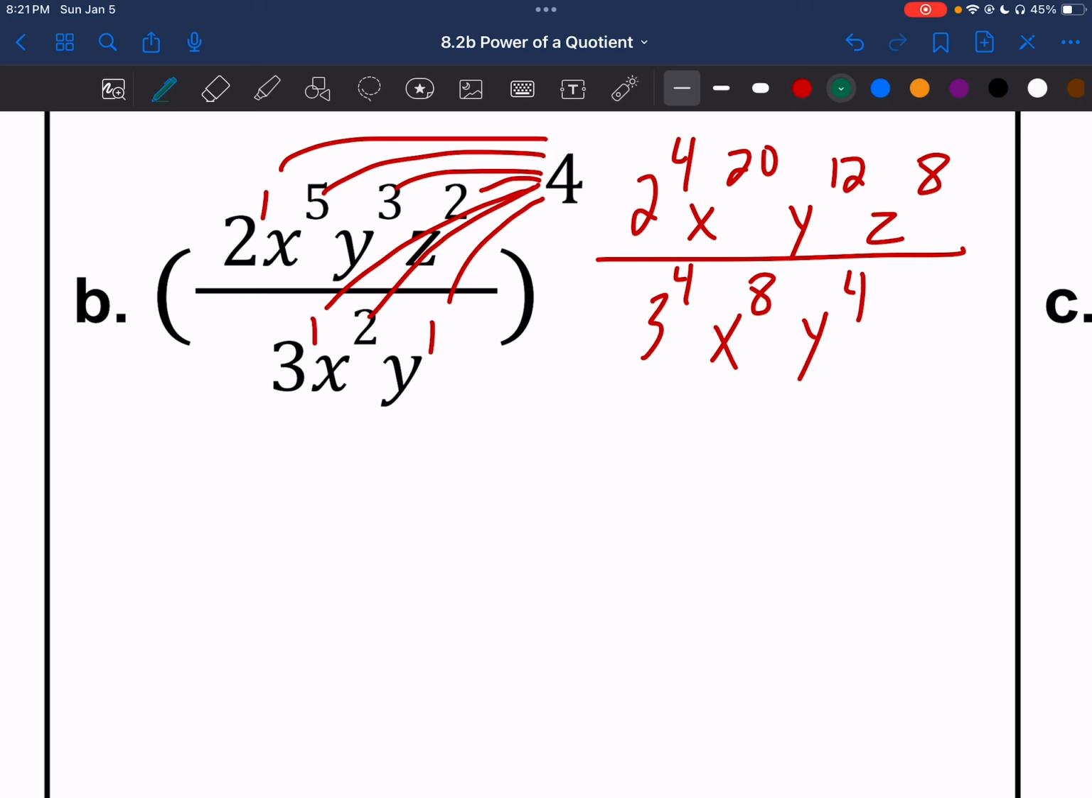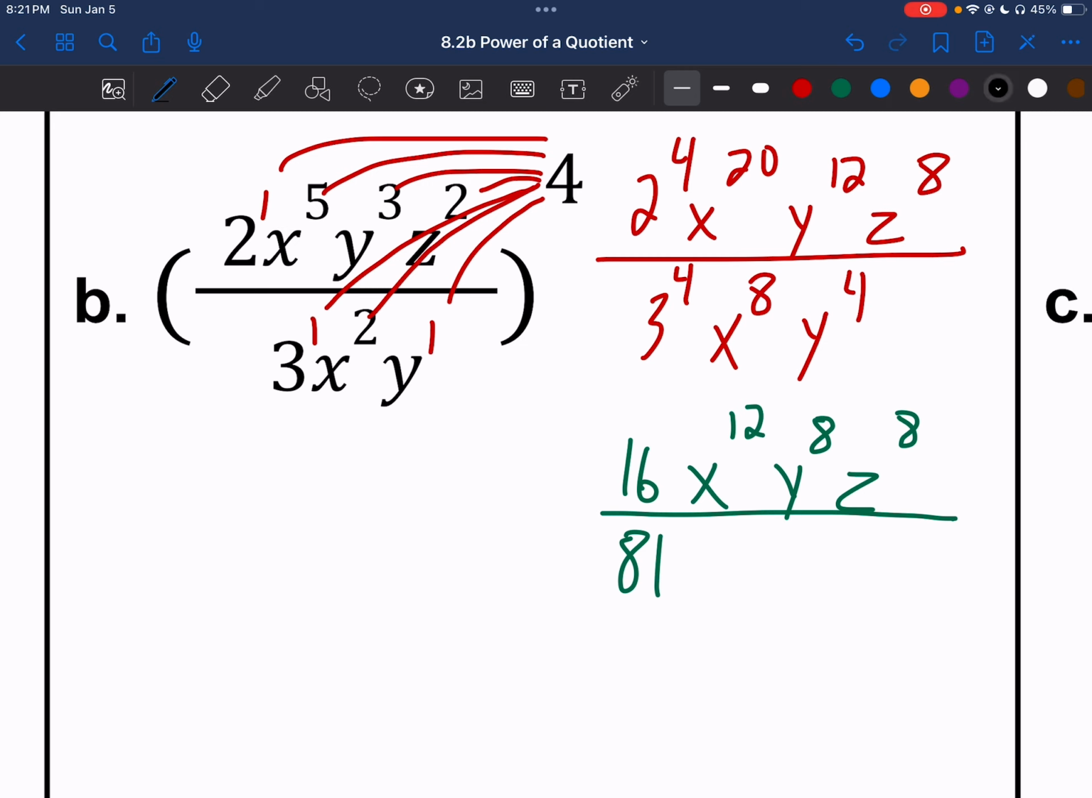So now we simplify coefficients. 2 to the 4th power is going to get me 16. 3 to the 4th power gets me 81. And then x's, where do I have more x's? I have more on top. It's going to be x to the 12th because 20 minus 8 is 12. Where do I have more y's? I have more y's on the top. 12 minus 4 is 8. And there's only z's on the top, so it's z to the 8th. So that's one way of doing it, okay?